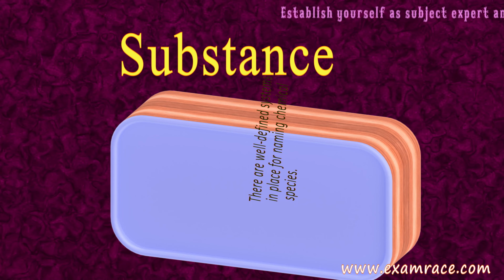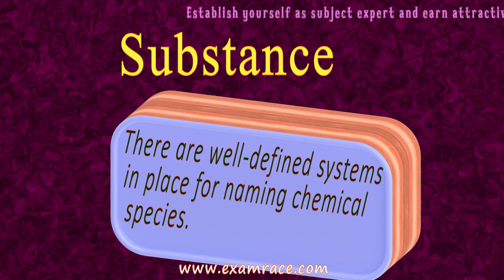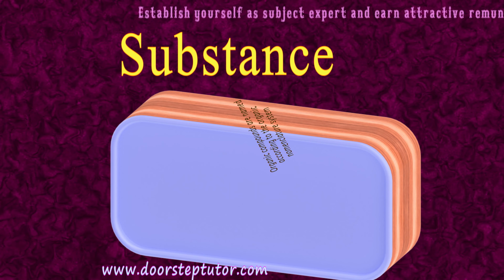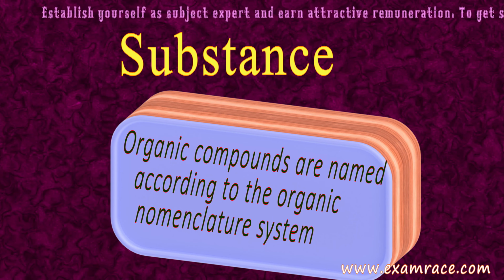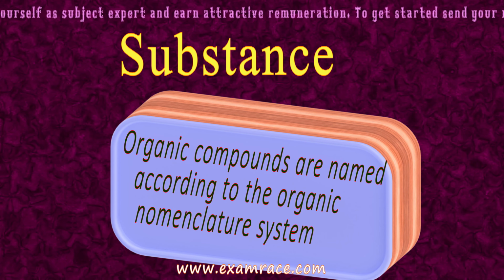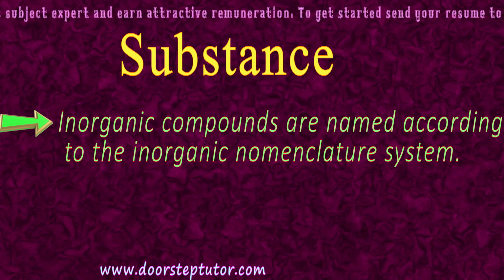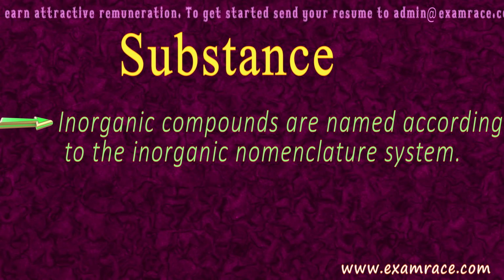So there are well-defined systems in place for naming chemical species. For example, organic compounds are named according to the organic nomenclature system, according to IUPAC. And inorganic compounds are named according to the inorganic nomenclature system.